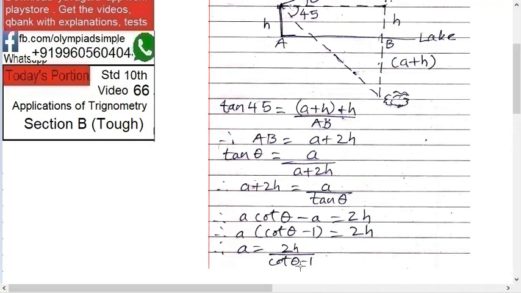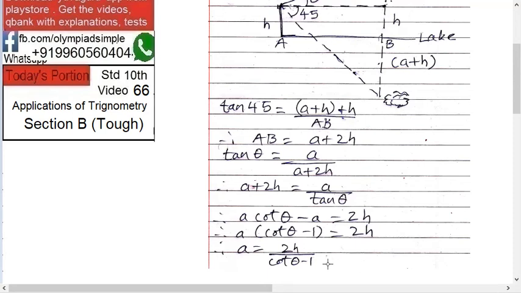So take A on the other side. A cot theta minus A equals 2H. Take A common. A into cot theta minus 1 equals 2H. Therefore A equals 2H upon cot theta minus 1. That is the required answer. We want it in terms of H and theta.